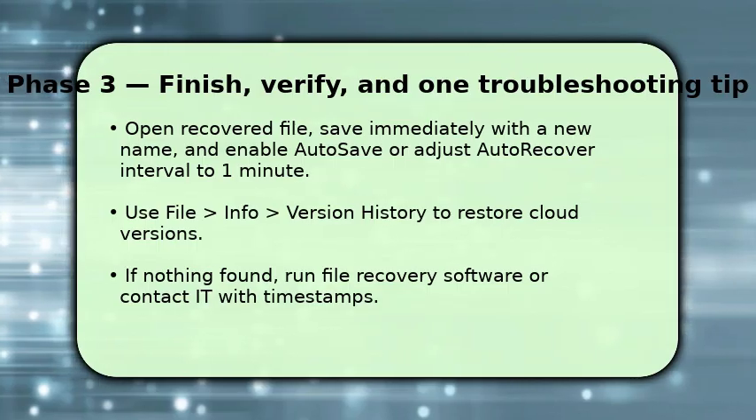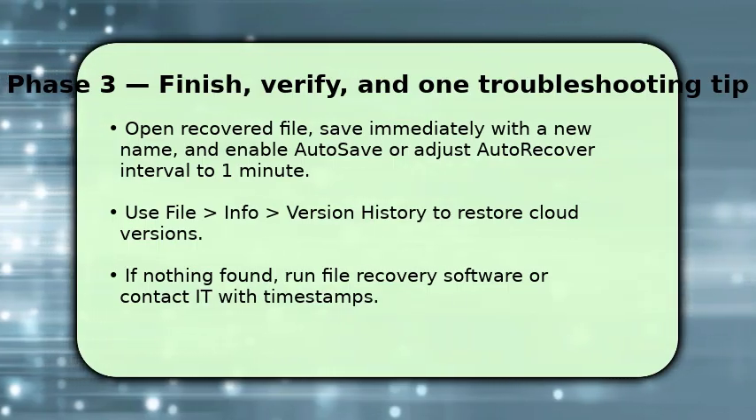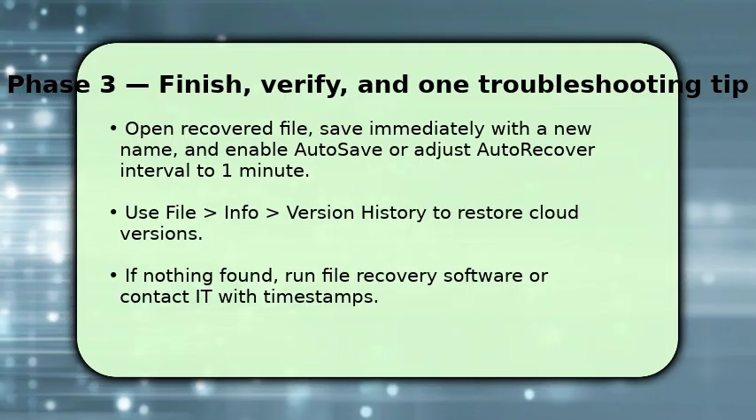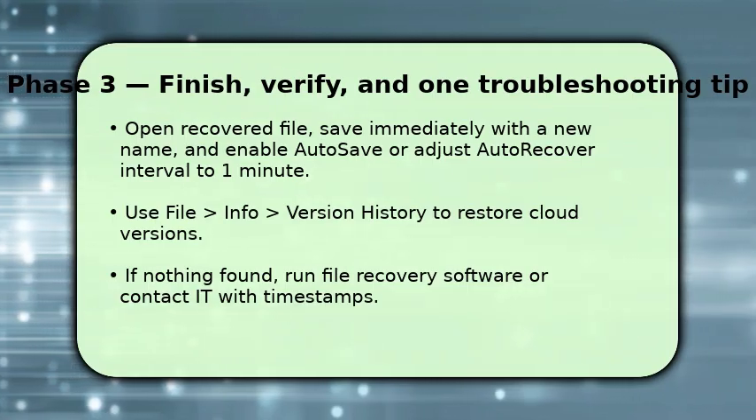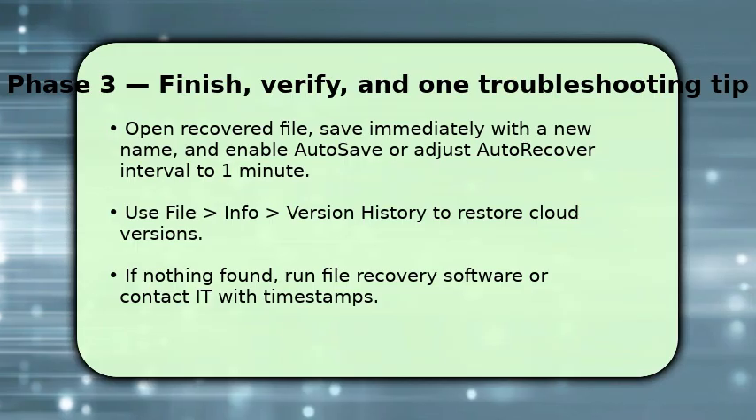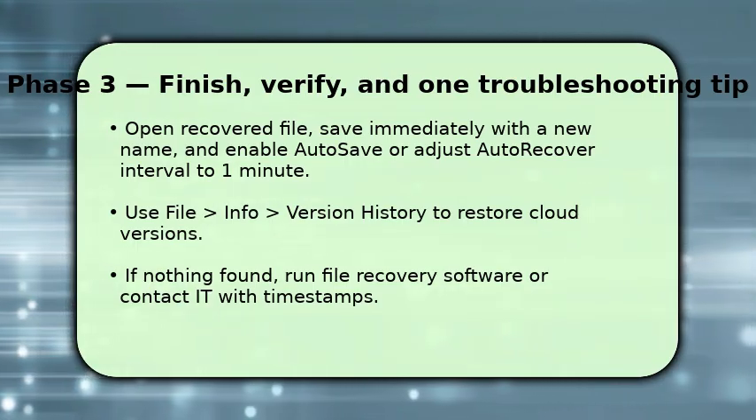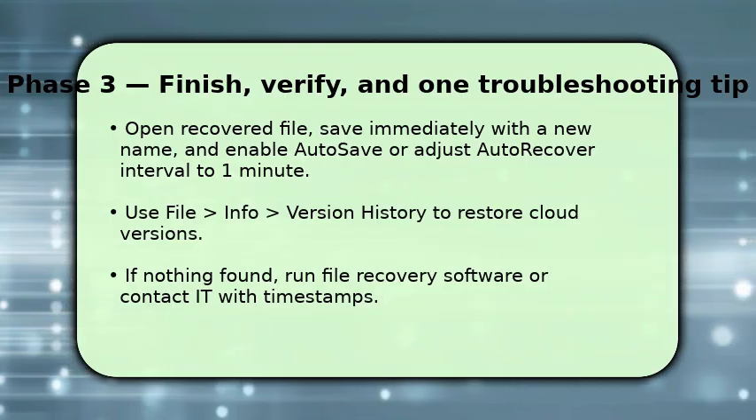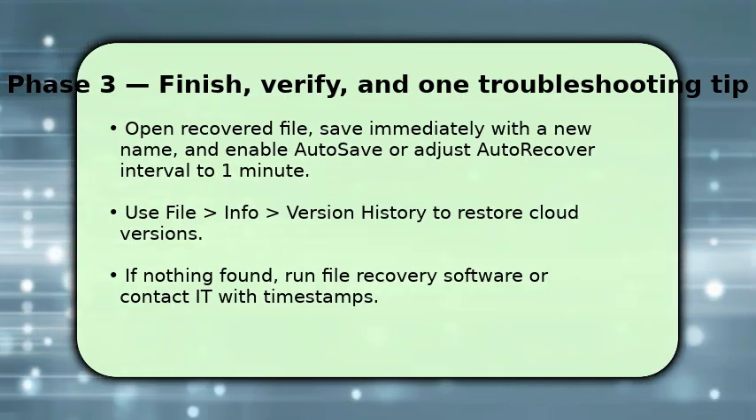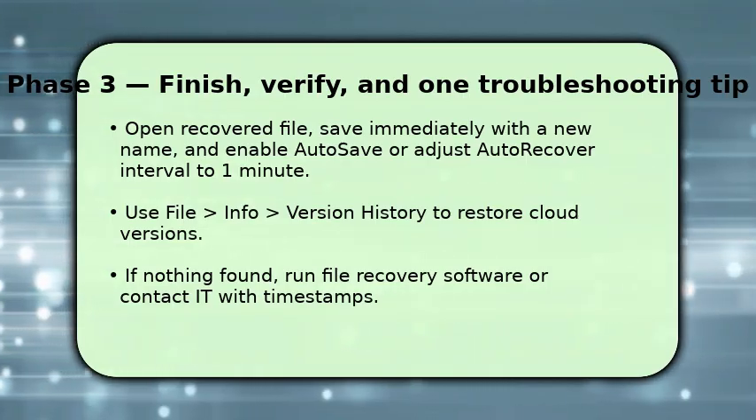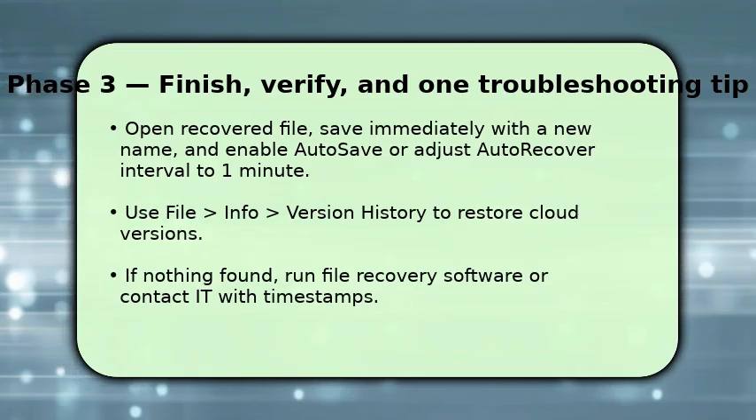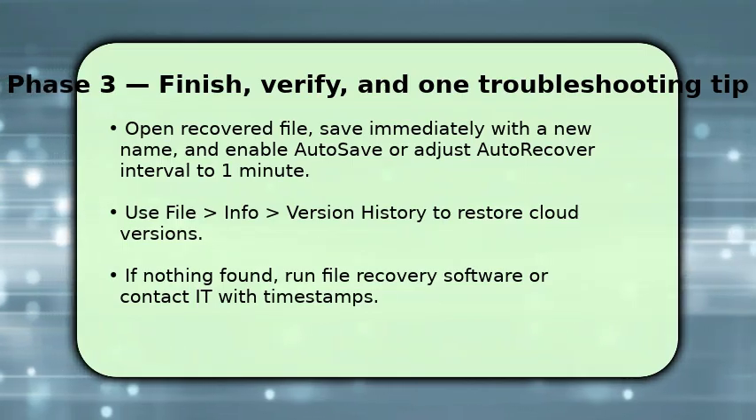Make sure autosave is turned on for cloud files, and set Auto Recover to a short interval, like 1 minute. Once saved, use File Info version history to compare and restore earlier copies. If you still have nothing, run reputable file recovery software or contact IT, provide exact file names, timestamps, and the temp folder path. That saves time and improves chances of retrieval.